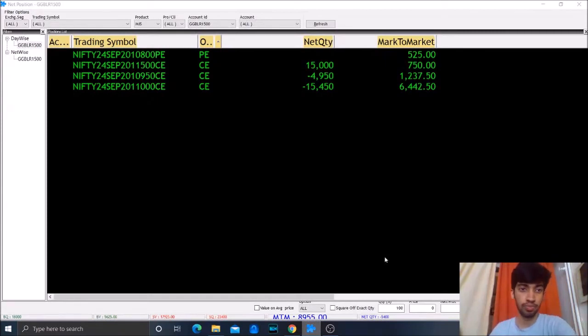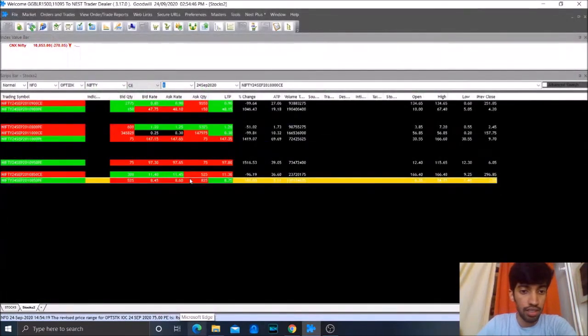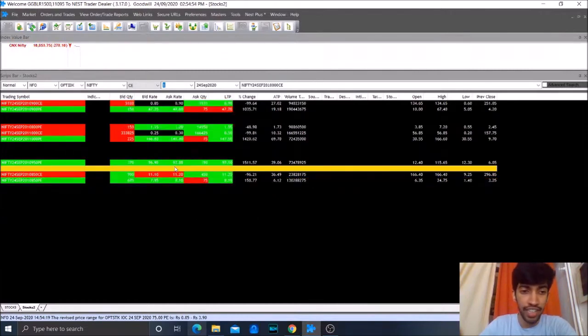Right, this is our position now. Nothing much has changed, and I don't think nothing much will change as well. I don't see a pretty good trade anywhere now, so let me just wait till 3 o'clock.